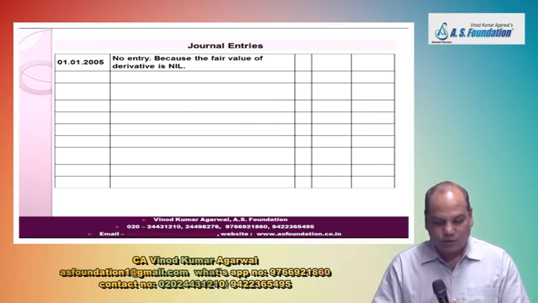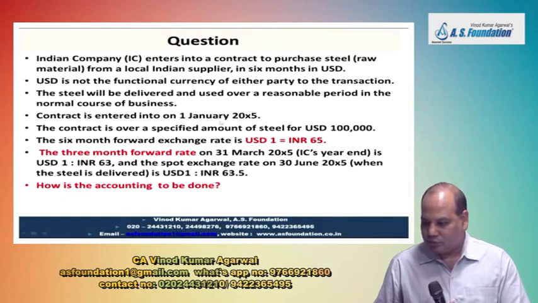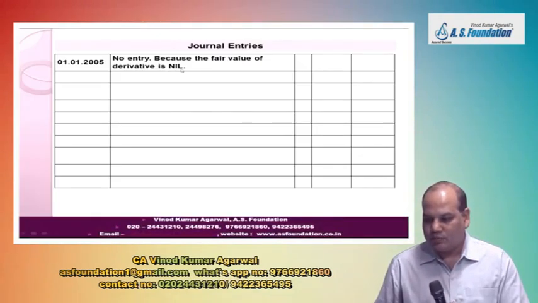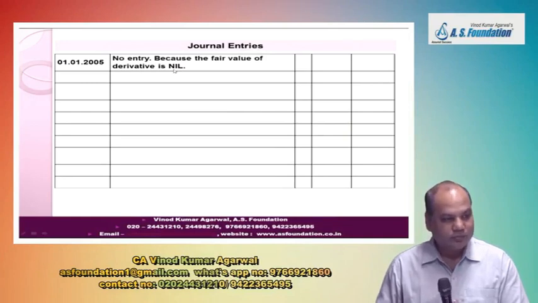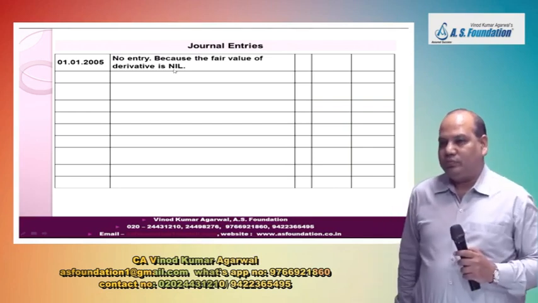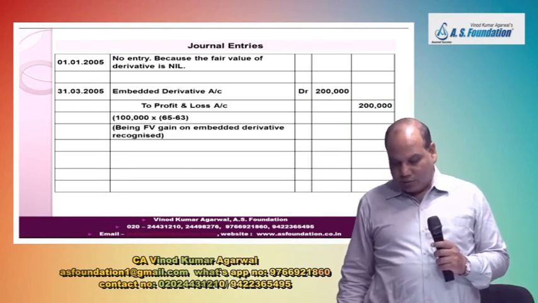So write down accounting on 1/1/2005. What was the date I had given? 1st January 2005. No entry because the fair value of derivative is nil. On the date of contract, the fair value of derivative is nil. Only a note. Now what about the year ending date?